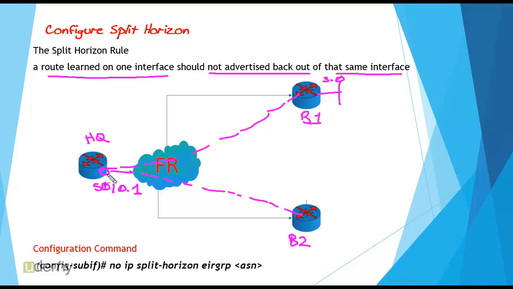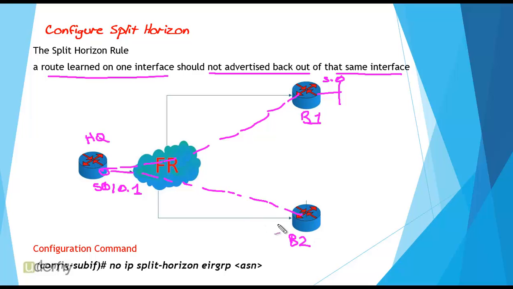The split horizon, which is enabled by default, tells the headquarter router not to advertise this route on this interface again. In this way, branch 2 could not learn this route because headquarter does not advertise it on this interface. This is the same interface that branch 1 and branch 2 are connected to. Therefore, headquarter does not advertise network 3.0 to the branch 2 router because of split horizon.